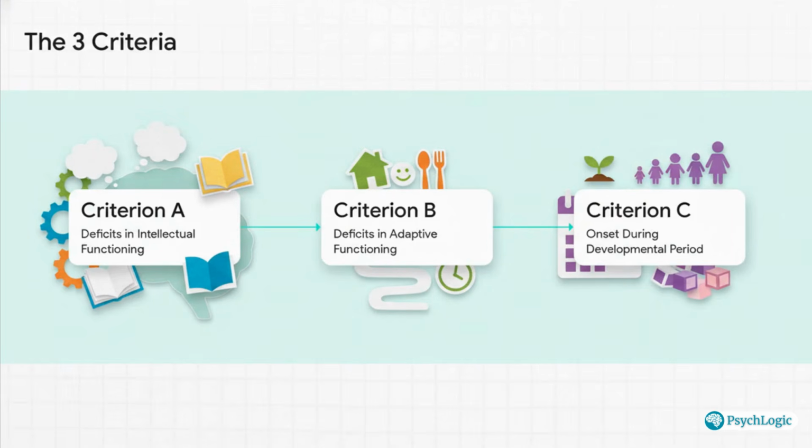Well, here's our roadmap. Criterion A is all about those deficits in intellectual functioning. Criterion B covers deficits in adaptive functioning, or daily life skills. And Criterion C locks in the timing. It all has to start during that developmental period. Let's dig into each one.